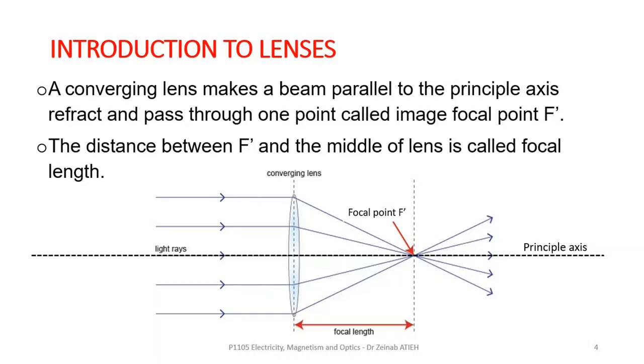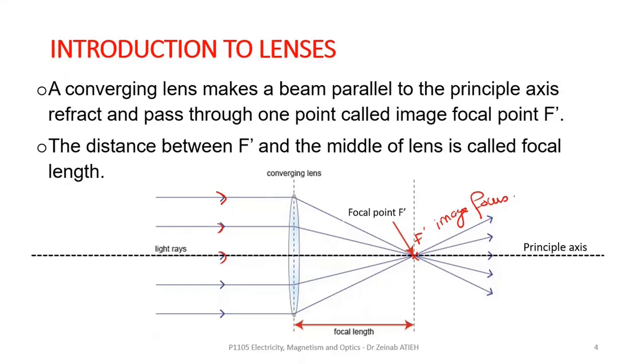By definition, the image focus is the point where the ray meets if it strikes the converging lens parallel to the principal axis. So you can see here, the light is coming parallel. It will converge. It will meet in a single point. This is F prime, called the image focus.